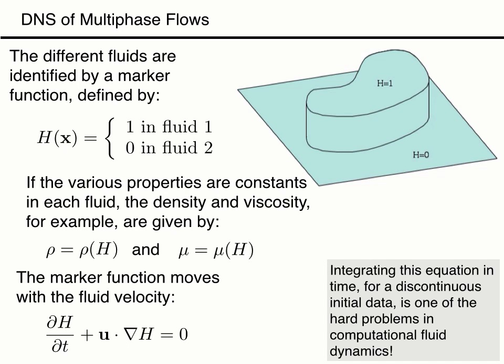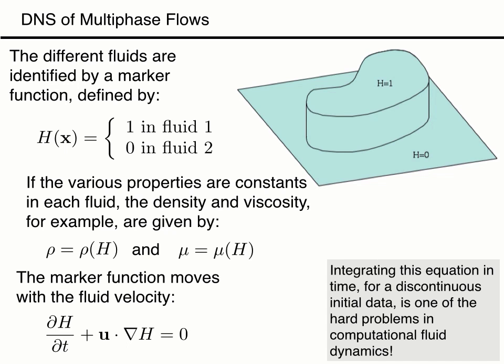The marker function moves with the fluid, and we can therefore, at least in principle, find where h is 1 and where h is 0 by solving a simple advection equation stating that the time derivative of h plus the dot product of the velocity with the gradient of h must be equal to 0. You may recall that the sum of those two terms is the material derivative, and the equation therefore says that h of a given material point does not change, which hopefully seems reasonable.